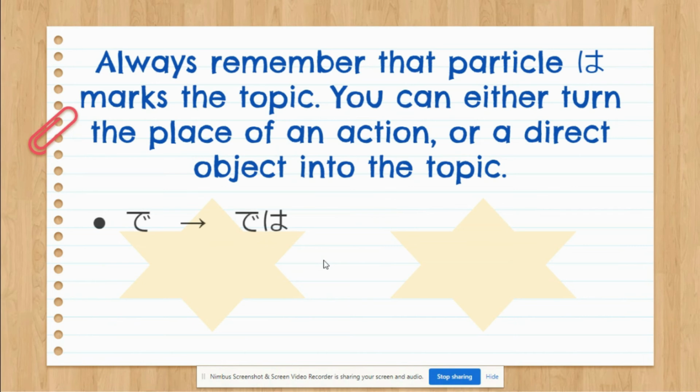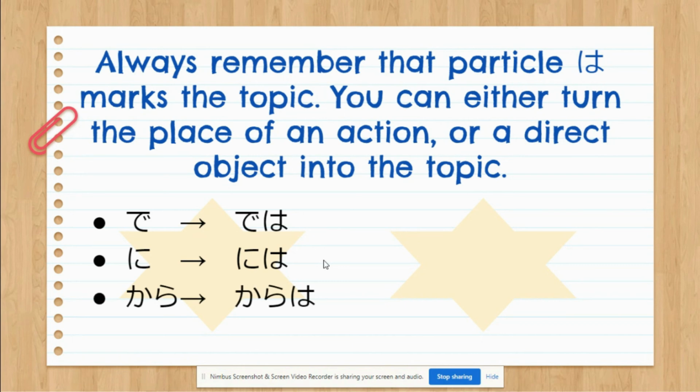Let's see that for particle de, if you want to mark it as a topic of the sentence, you just add particle wa to it. We append it. We attach. So from particle de, it becomes dewa if you want to make it the topic. For particle ni, it becomes niwa. And for particle kara, it becomes karawa.